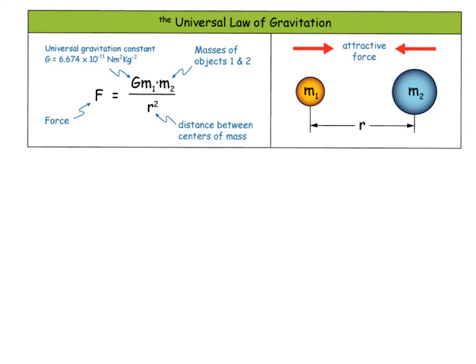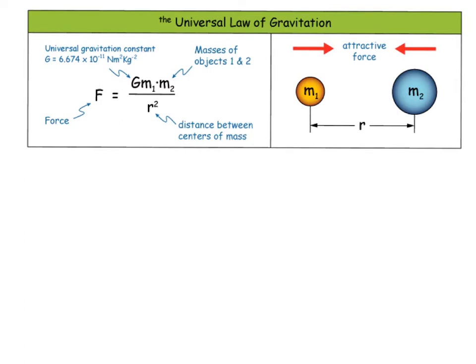Okay, so now looking at this equation right here. F is your force of gravity, and that's just measuring your attractive force between your two masses. G, capital G, is known as the universal gravitation constant, and its value is 6.674 times 10 to the negative 11 Newton meter squared over kilogram squared.